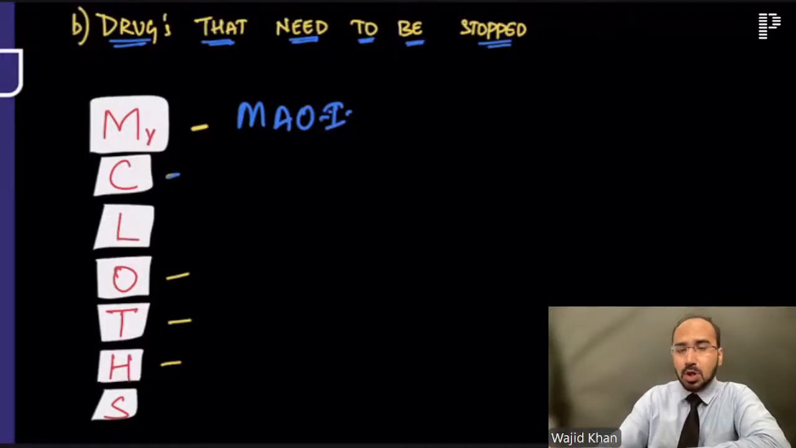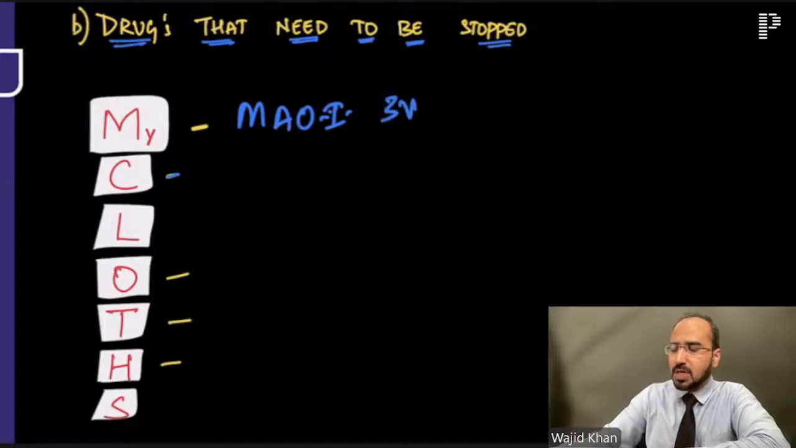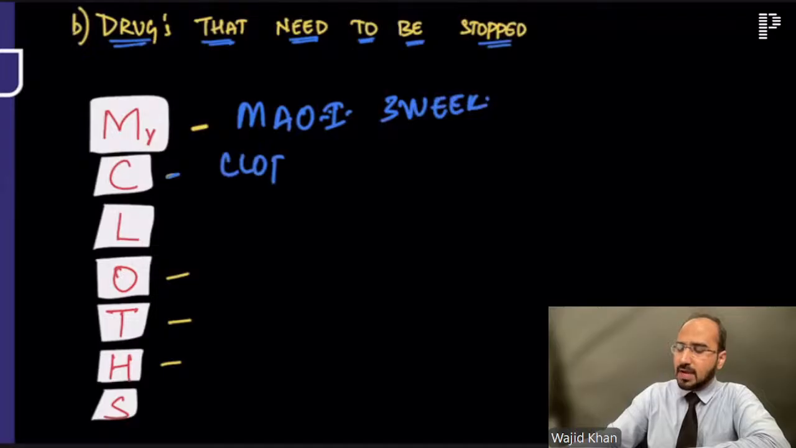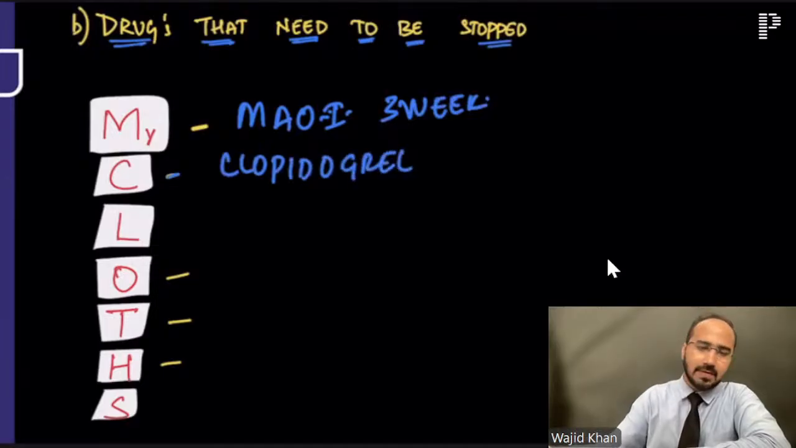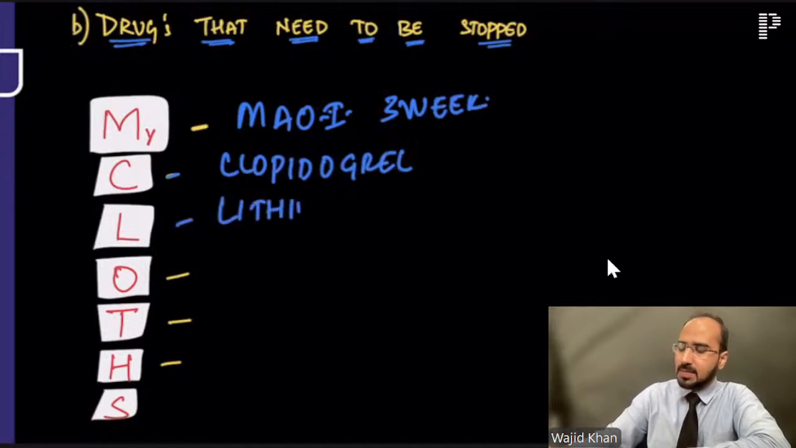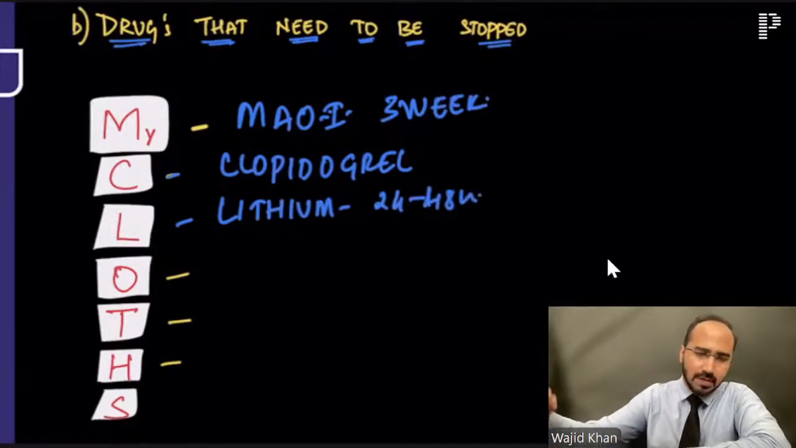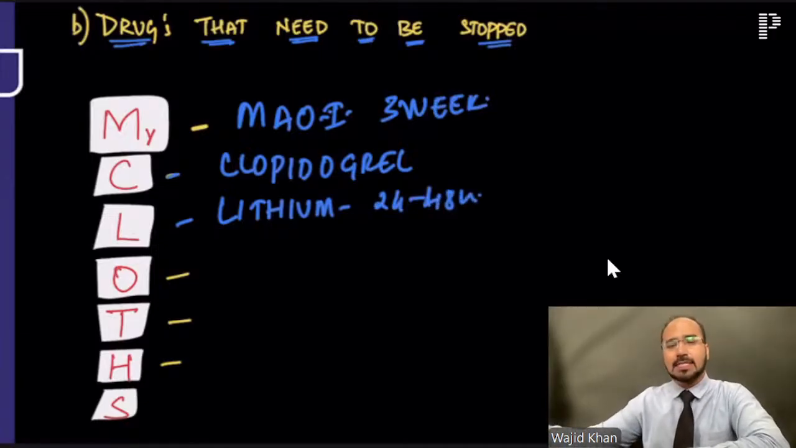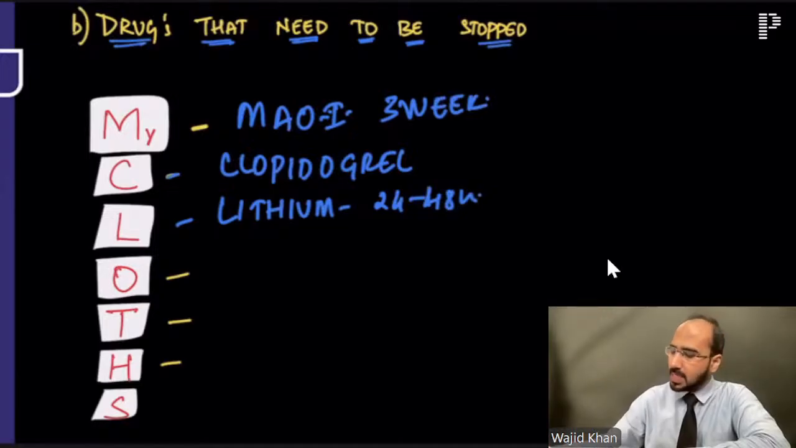M stands for monoamine oxidase inhibitor. That has to be stopped 3 weeks prior to surgery. C stands for clopidogrel, which we have just discussed. That has to be stopped at least 7 to 8 days before surgery. L stands for lithium. Lithium has to be stopped at least 24 to 48 hours prior to surgery. Why? Because if you give lithium and a muscle relaxant, lithium will prolong the effect of the muscle relaxant.